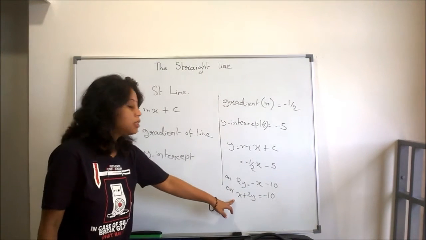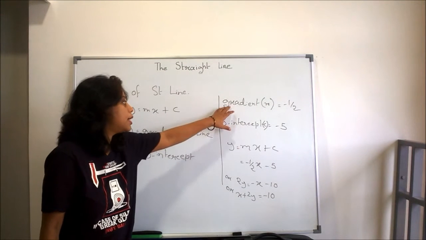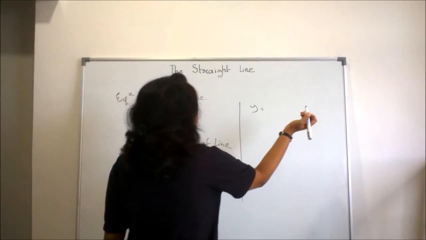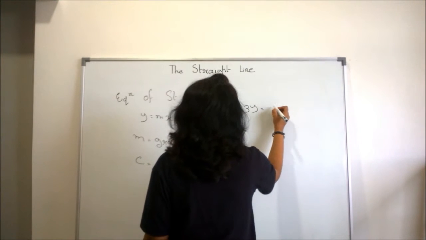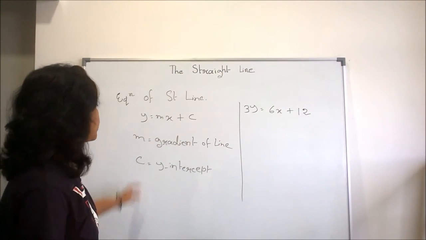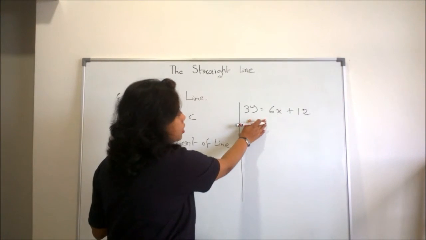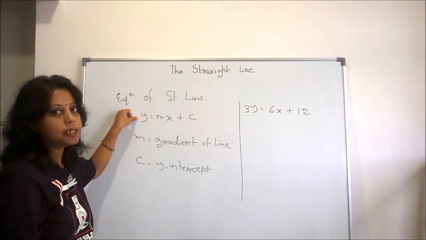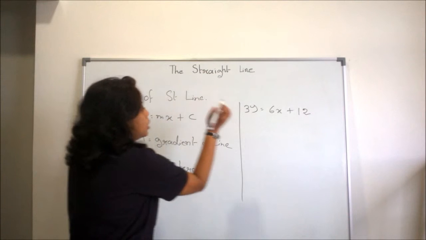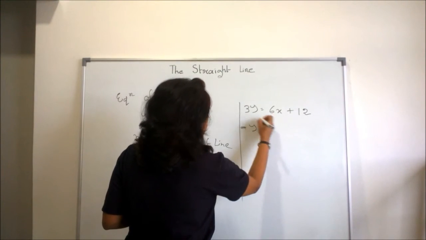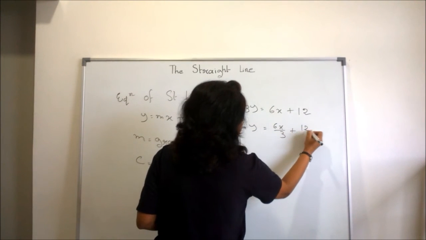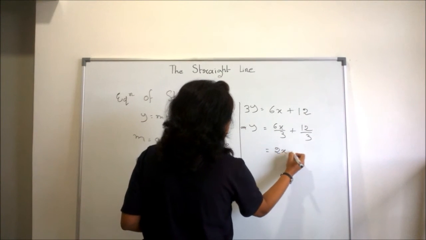In this way we can find the equation of the straight line when the gradient and y-intercept are given. Now the straight line is given: 3y is equal to 6x plus 12. We have to find the gradient and y-intercept. First of all we put it in the form y is equal to mx plus c. So we divide by 3 on both sides. So y is equal to 6x by 3 plus 12 by 3, so this becomes 2x plus 4.